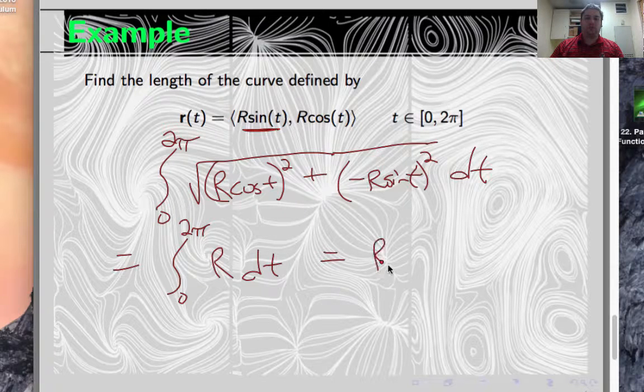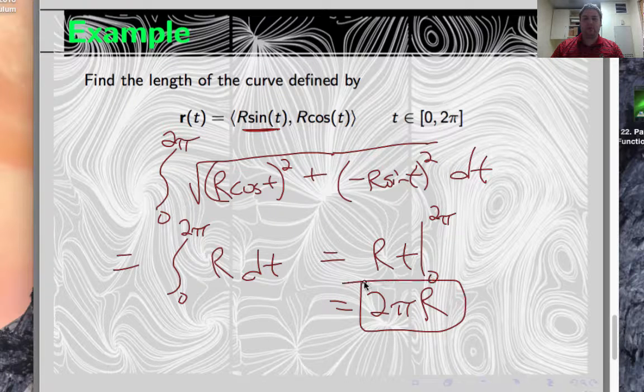What's that equal to? Well, the antiderivative of r is r times t, which I'm evaluating from 0 to 2 pi. And so the answer that I'm getting, I believe, is 2 pi times capital R. Does that look familiar? Where's that from? Yeah, right, that's the circumference of a circle. And what is this parametric curve representing? It is representing a circle of radius r. That's pretty cool. So here, using calculus, we've proven that the circumference of a circle is 2 pi times the radius. All right, cool. That was pretty fun.